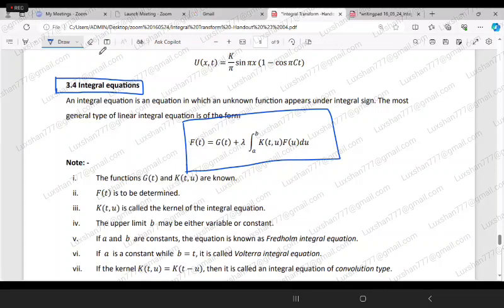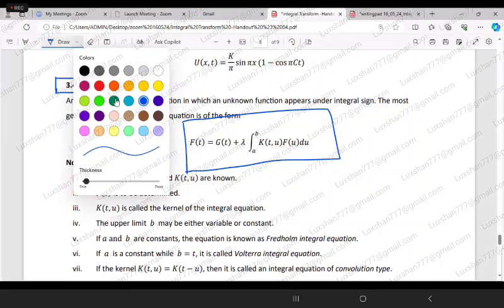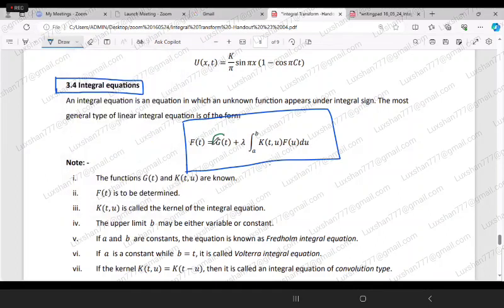Okay, if you look at this one, the function g(t) is a known function. The function K(t,u) is a known function. But what we have to do is find f(t). By solving this integral equation, our task is to find f(t). These two are known functions.